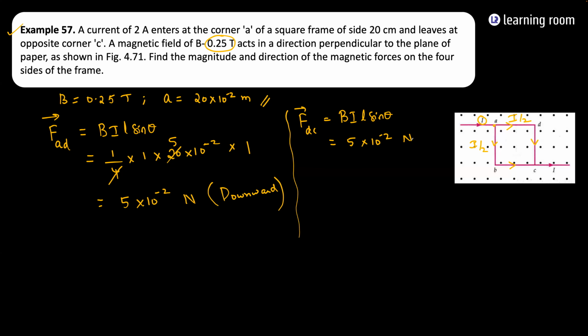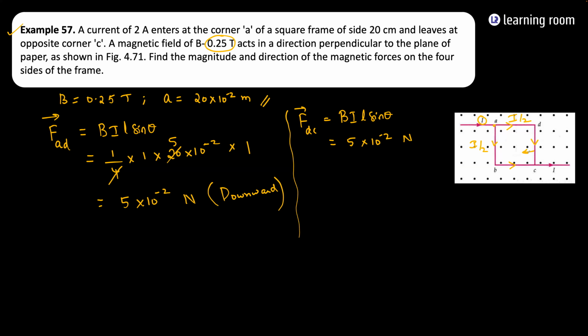Okay. For DC, it will be in the leftward direction. You can apply and see. Field in this direction. Current is downward. Extend the thumb. Thumb is in the leftward direction. I repeat it. Field outside, central finger in the downward direction, thumb towards the left.